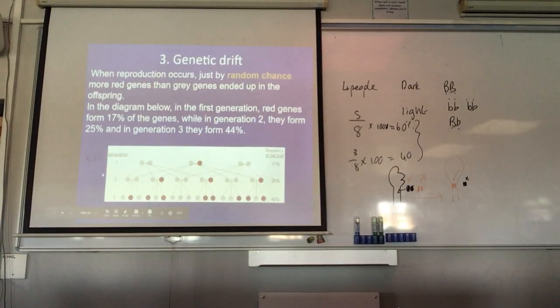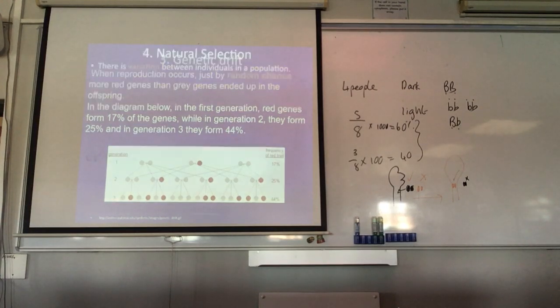All right. So in a population, there could have been a mutation, and one of them was red. So only 17% of them were red. Then there was breeding and crossbreeding, and then 25%, and then 40%. So that red coloration became more common, randomly. It just depends.